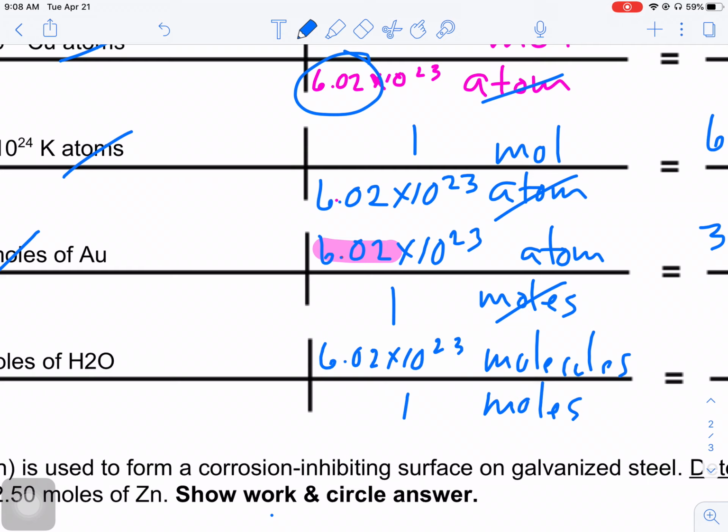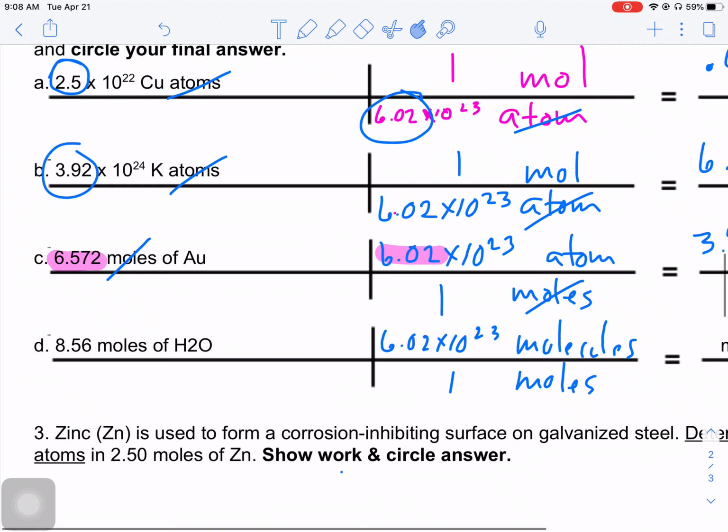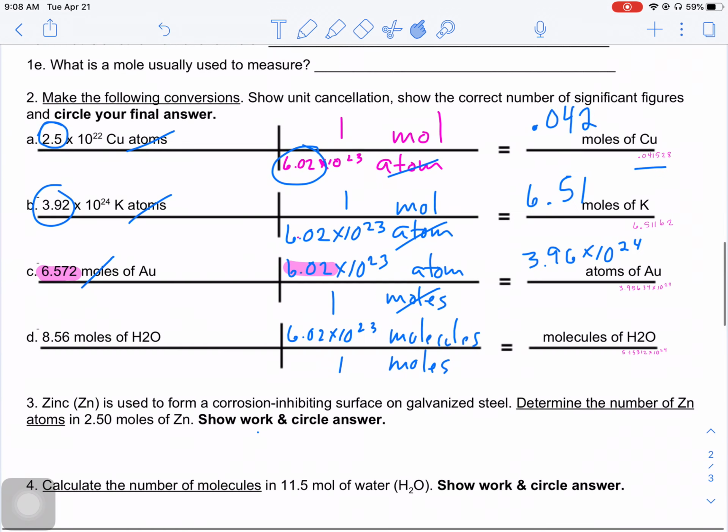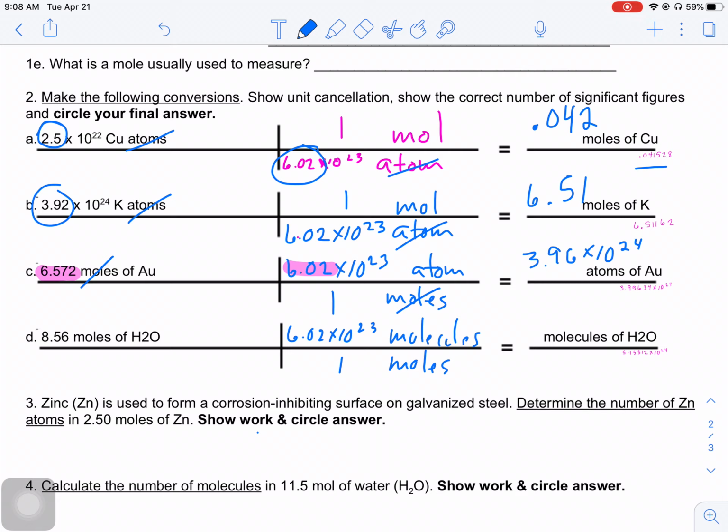So in your calculators, you're going to do 8.56 times 6.02 times 10 to the 23, and then you're going to divide by 1. And when you do this, you're going to get a big number, and I can probably keep 3 sig figs, so I'm going to call it 5.15 times 10 to the 24.